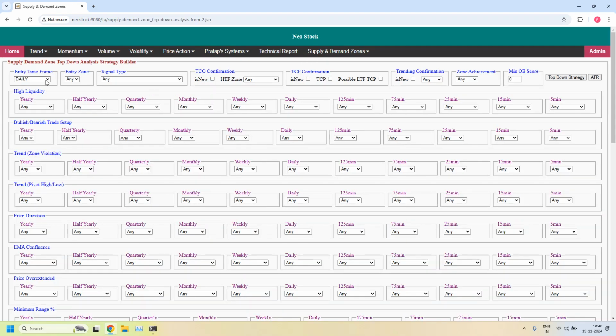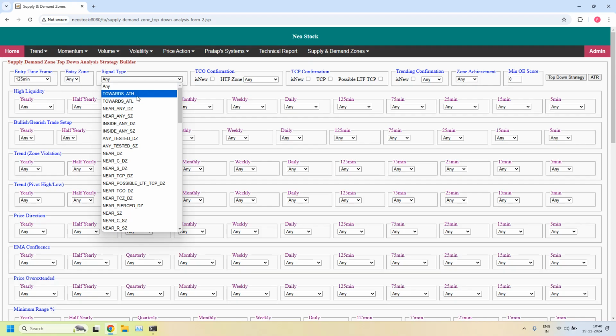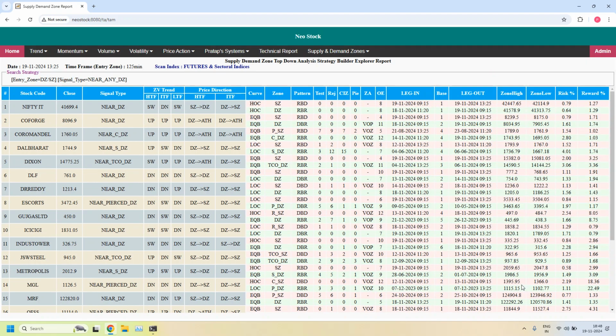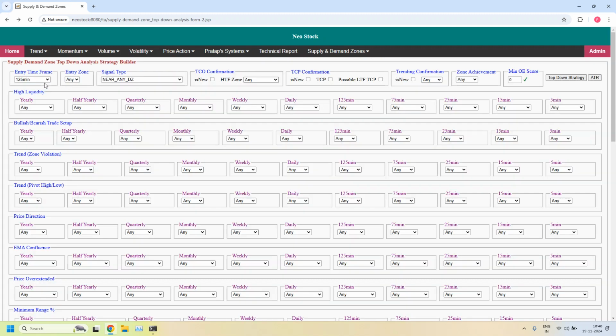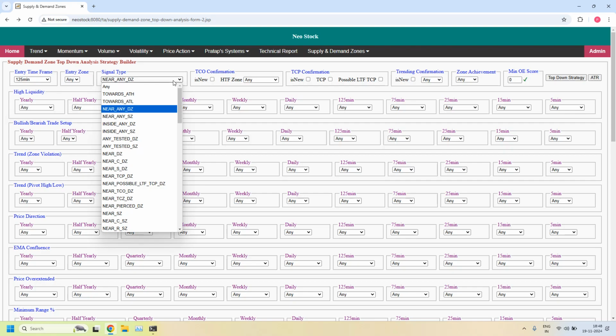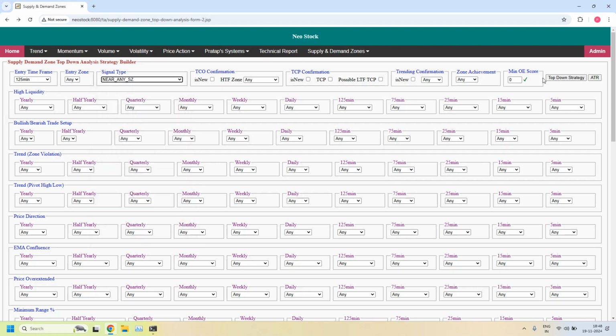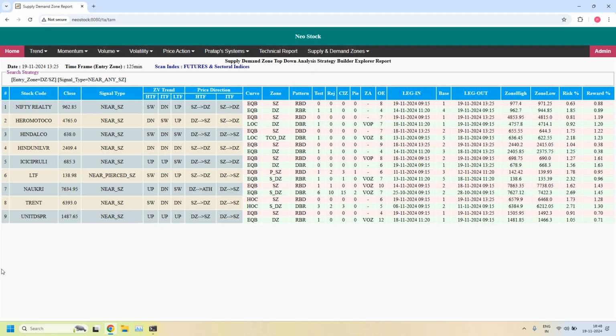Next time frame is 125 minutes. Stocks near 125 minutes demand zone. These are the first 15 stocks. I'm scrolling the list down. So total 23 stocks are filtered. So currently price closed in these 23 125 minutes demand zones. Next, for 125 minutes time frame, price closed near 125 minutes supply zone. We got 9 stocks.